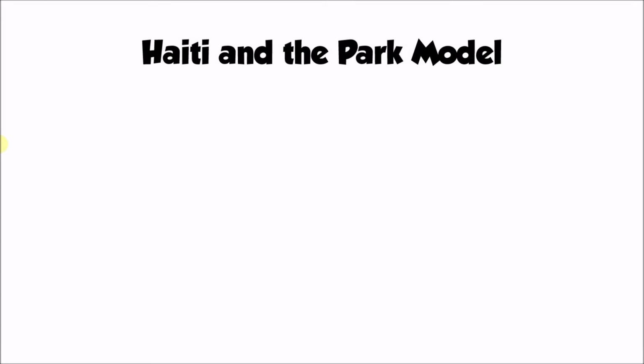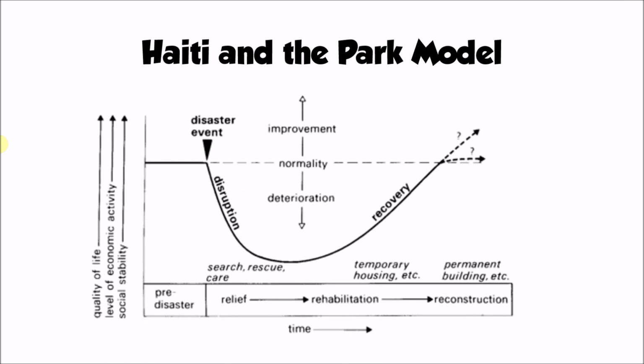Perhaps also worth us thinking about Haiti and how its recovery might relate to the Park model. Now, you'll be familiar with this hopefully as a model which represents how countries are affected by and recover from natural disasters. So we're measuring three things on this axis here: quality of life, level of economic activity, and social stability. And following any disaster, those things decline and then they get better again. And sometimes they get better than they were originally, or they return to normal.